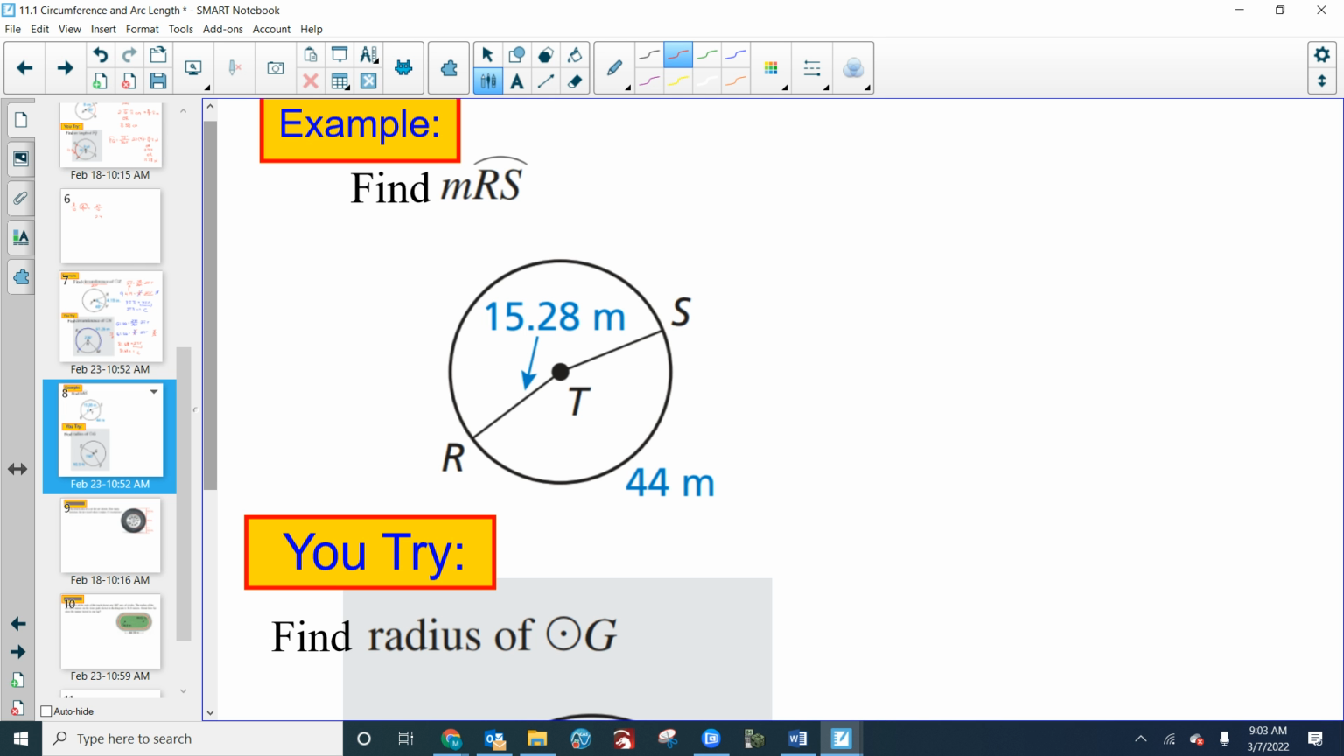R, S. Yeah, they gave us the radius here, and they gave us the arc length. What are we going to have to find? Now, we better do this one. This one's a little different.